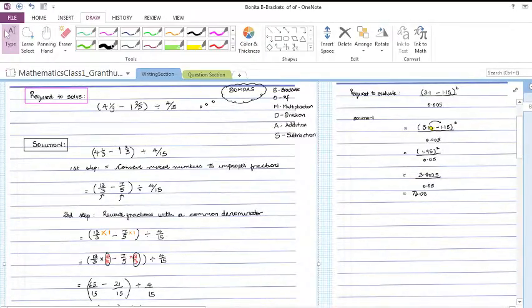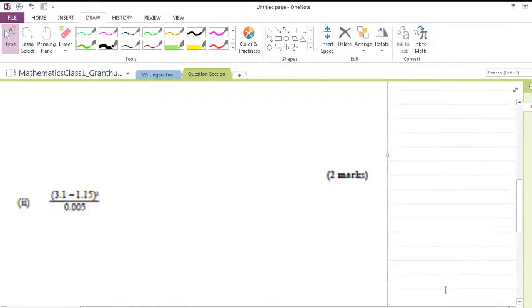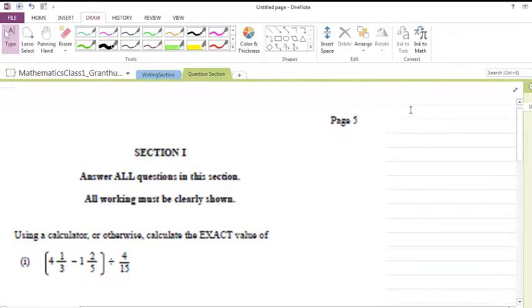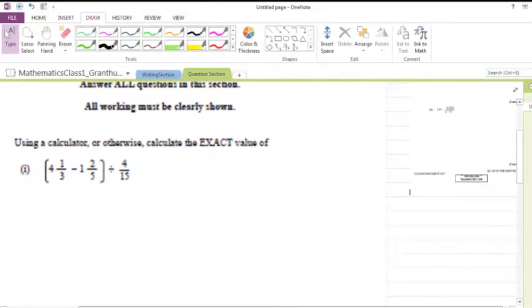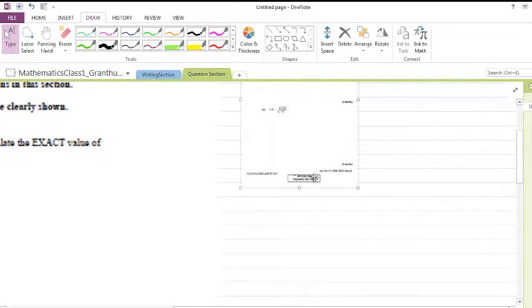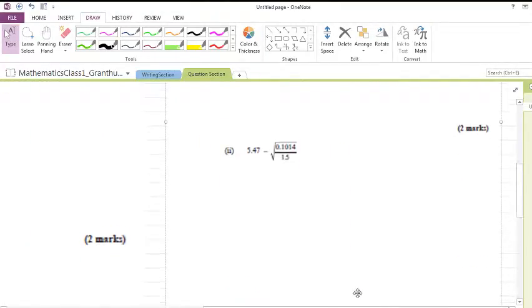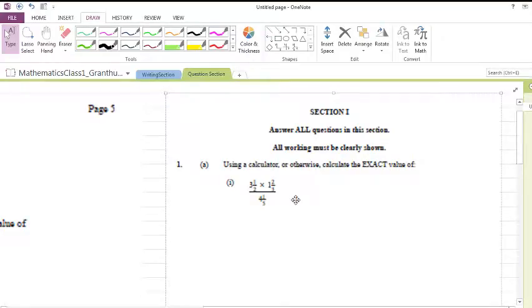Okay, so let's look at what we have. This was June 2017. Let's look and see what we were given in January 2017. Okay, let's take a look. And this was how the question started off: 3.5 multiplied by 1 2/3 divided by 4 1/5.